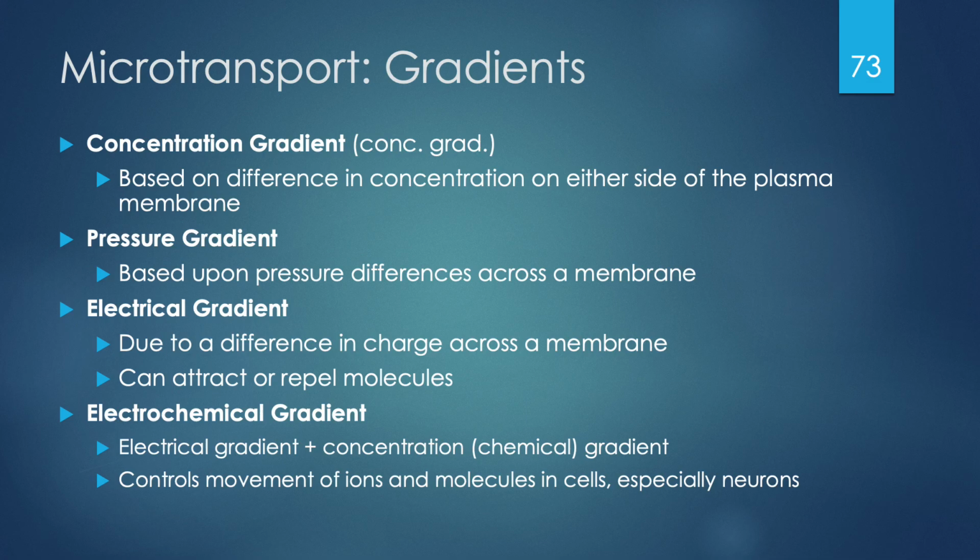Now, an electrical gradient has the same effect of being able to push something across a membrane, but with electrical gradients, they can either attract or repel molecules because of the difference in the electrical charge. And then lastly, we have the more complicated electrochemical gradient. And so this is a combination of the electrical gradient and the concentration gradient together. So this is going to control movements of ions and molecules in our cells and is particularly applicable to neurons.